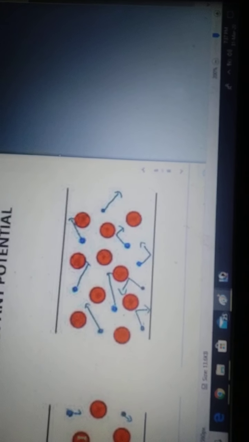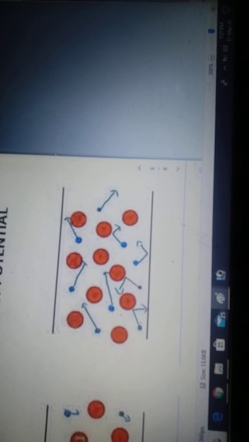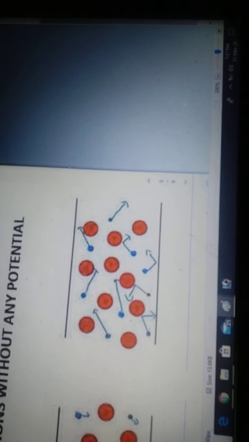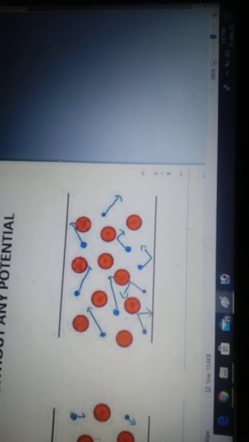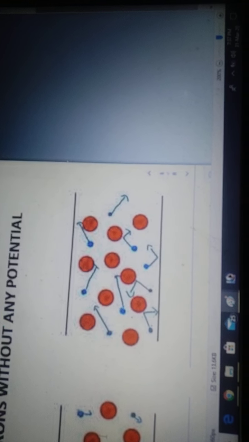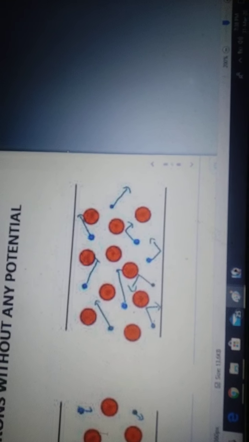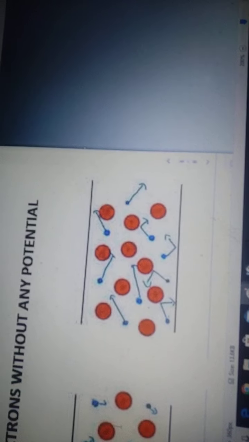Now these free electrons are in random motion. See, they are moving randomly. This is going here, this is going downwards, this is again going downwards, this is going left, these are going in any direction. So if the charges are flowing randomly, there won't be any electric current flowing in the conductor.